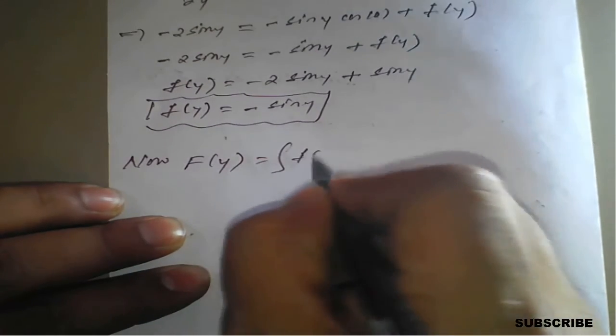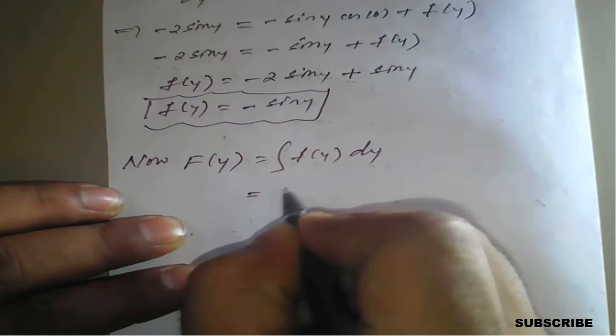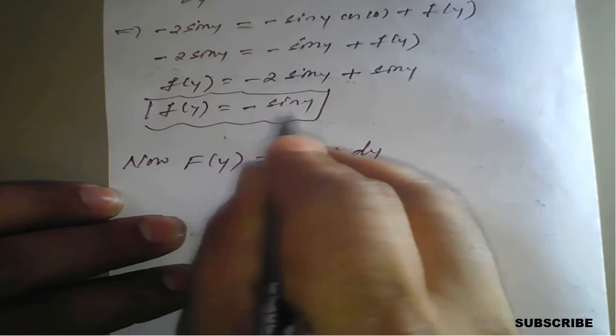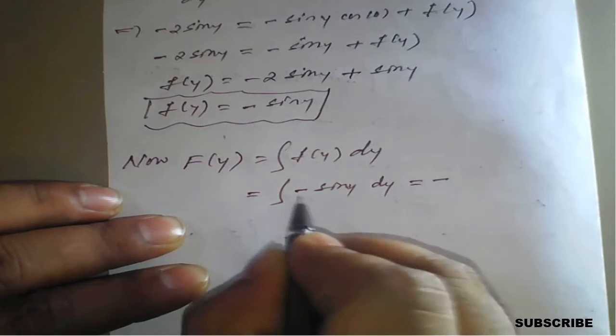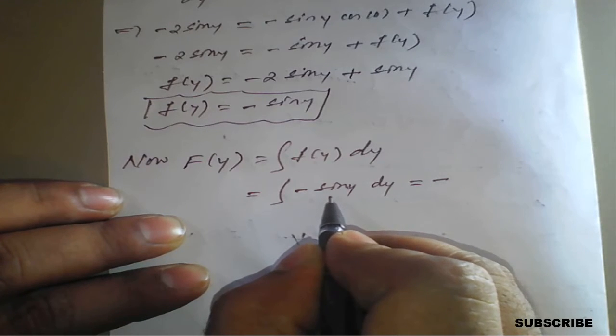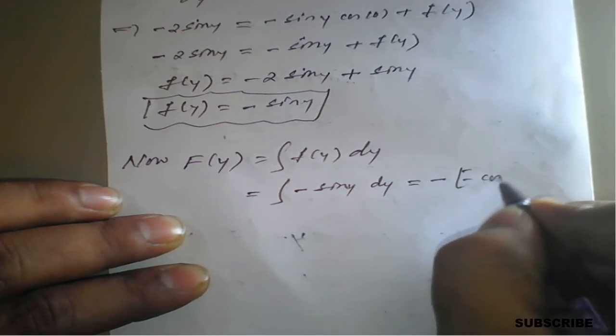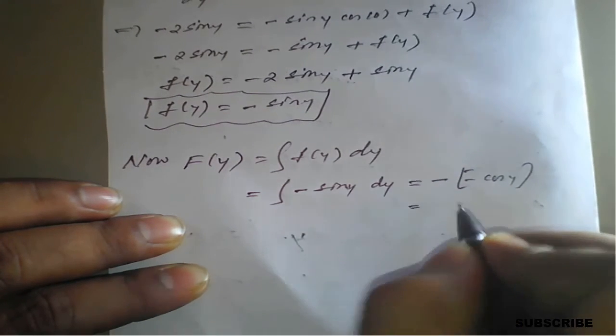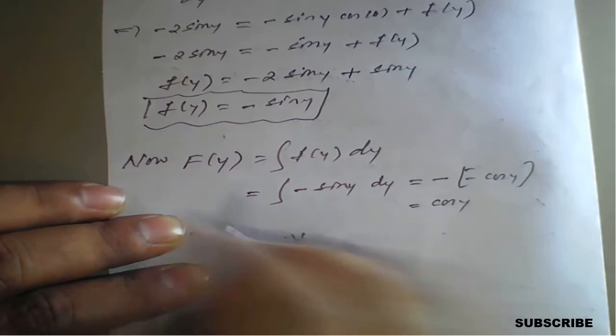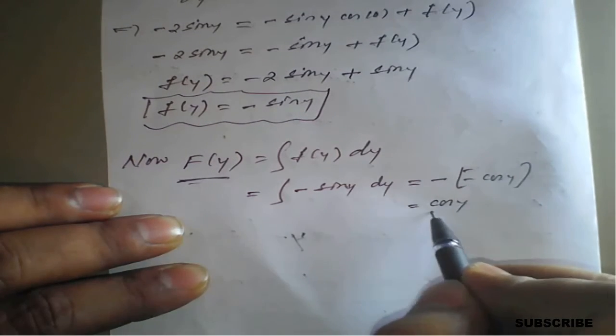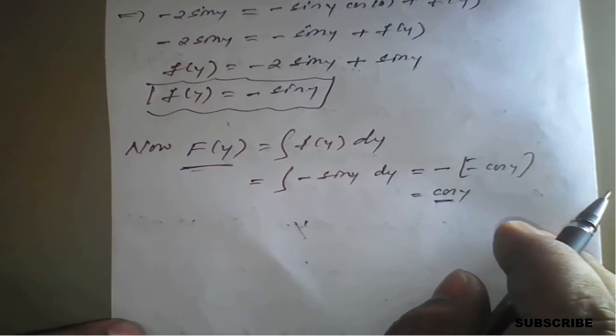Now we know that capital F of y is nothing but integration of small f of y into dy. We got the answer as minus sin y into dy, which is nothing but minus, you keep outside, integration of sine, which is minus cos y, which is nothing but plus cos y. So remember, capital F of y, the answer we got, is cos of y.